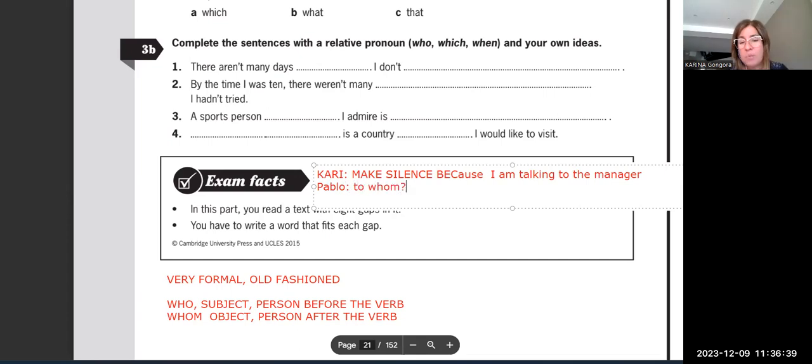Nowadays, we have two options. If we don't speak proper English, we would say "to who," which is absolutely incorrect. But what people do, they don't use "to whom" a lot, but they reformulate the question. So we say, "Who are you talking to?" It is okay to say "to who," or we can say "Who are you talking to?" And that is perfectly okay. But if you want to be correct, when you refer to the object, you need to say "whom."